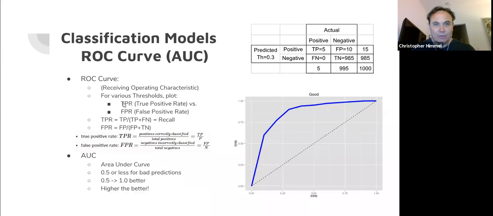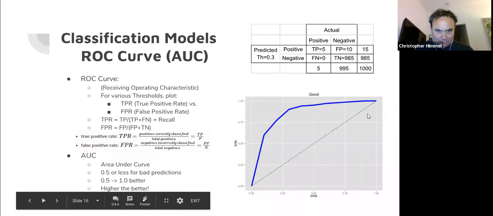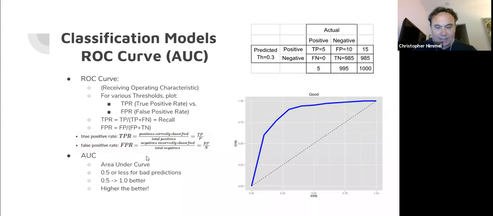The true positive rate is the true positives over the true positives plus false negatives. It's the same as the recall. And then the false positive rate is the false positives over the false positives plus true negatives. So basically what you do is you compare how accurate I was on the positives, how accurate I was on the negatives, and you plot that. And here are the different ways to calculate it.